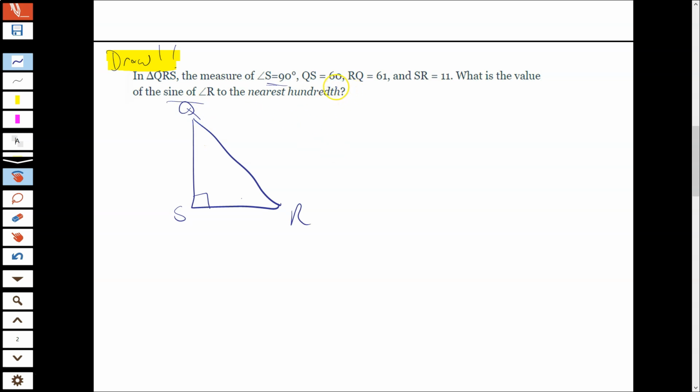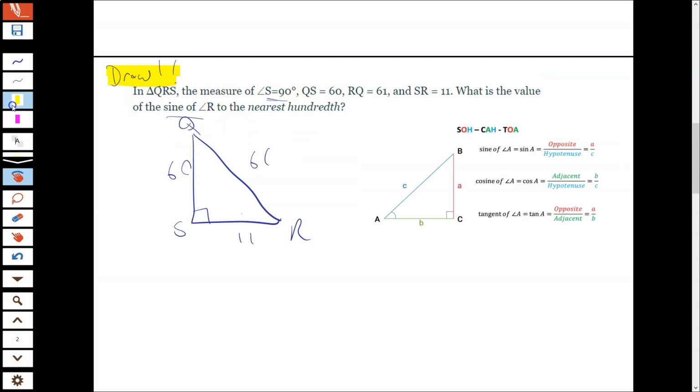So we have SR is 11 units, RQ is 61 units, QS is 60 units. Then I'm going to highlight the angle I'm looking at. R is the angle I'm after, and I want sine of R. So I'm going to write that down, sine of R. And then I'm going to go to my notes, which I've reproduced here.